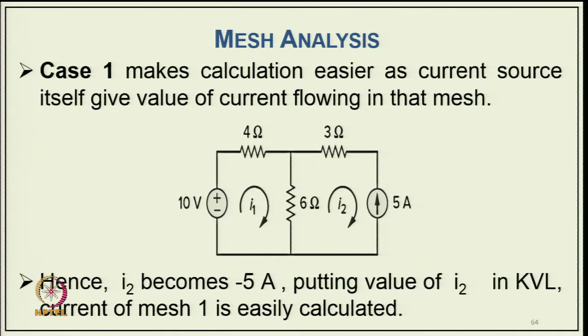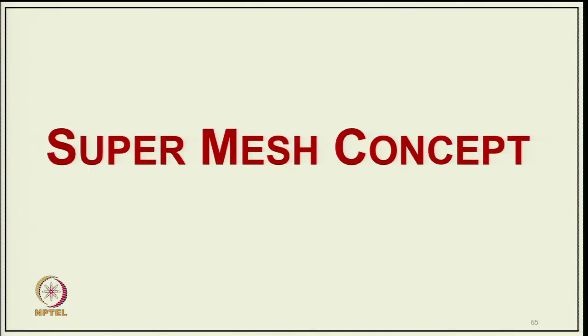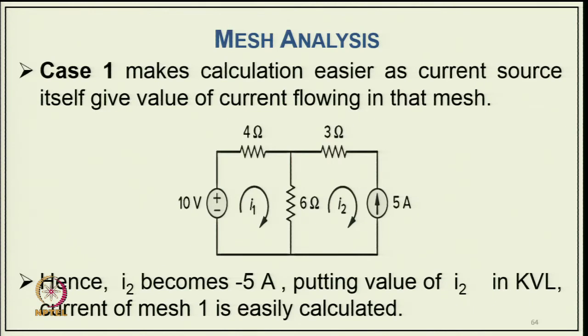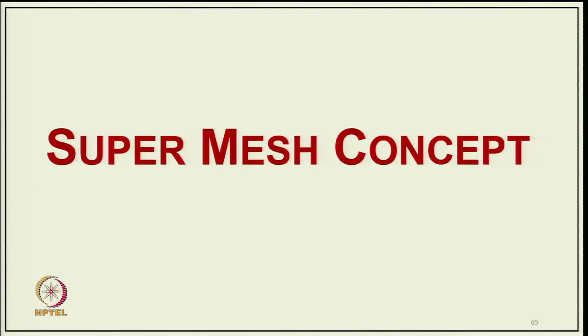So, you directly know the current in the second mesh, hence I 2 becomes minus I 5, because it is opposite to the current direction shown symbolically as I 2. Putting the value of I 2 in KVL, the current in mesh 1 is easily calculated. From this you can easily find the value of I 1, since one is known.